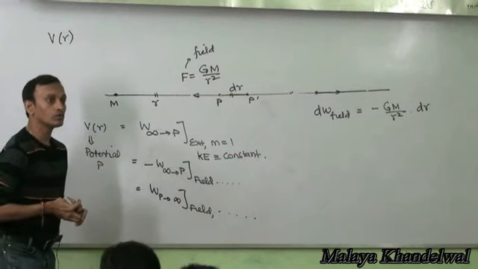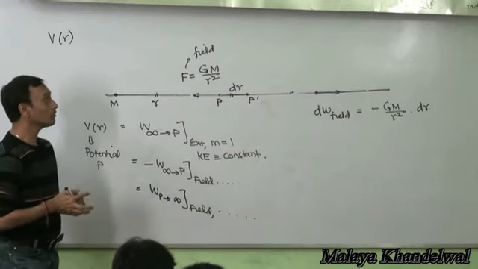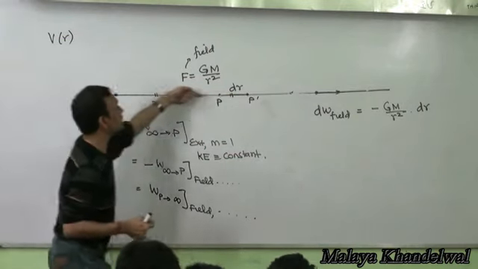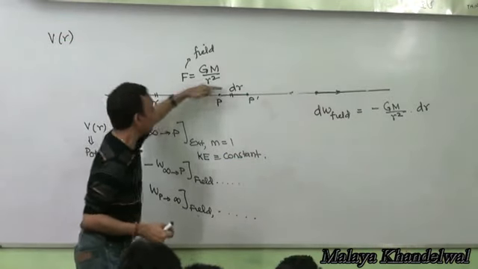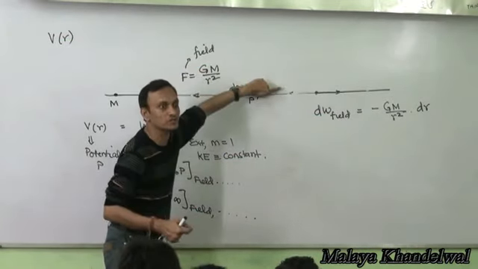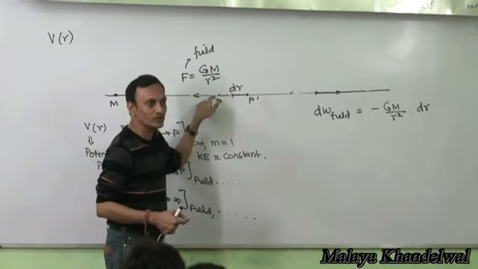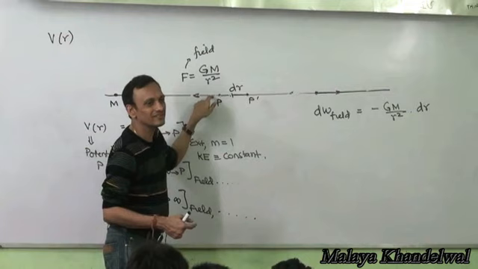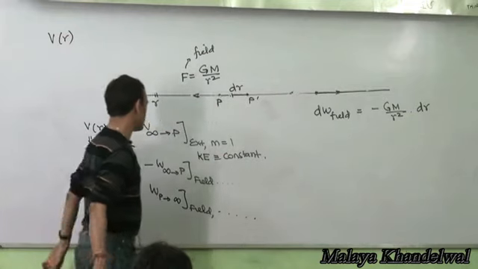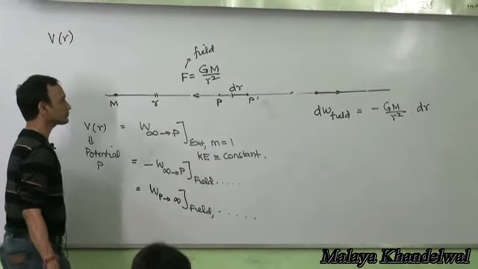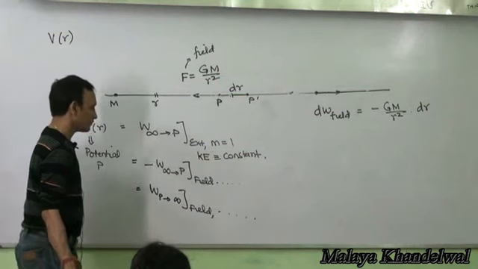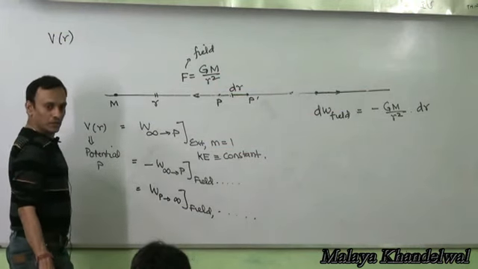Yes or no? Sorry? No, the r's are like this. Why minus dr? Well, the force is leftwards, the displacement is rightwards. So the angle between force and displacement is 180 degrees. So the work done is F dot ds, no? That's why. Clear?